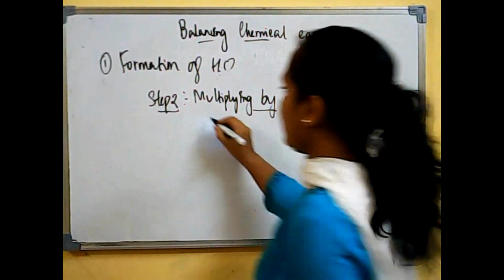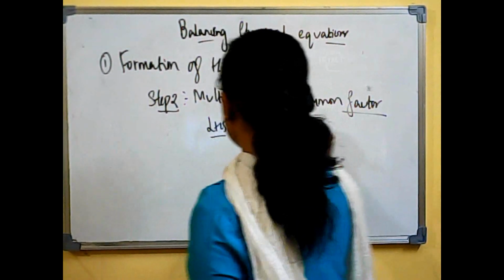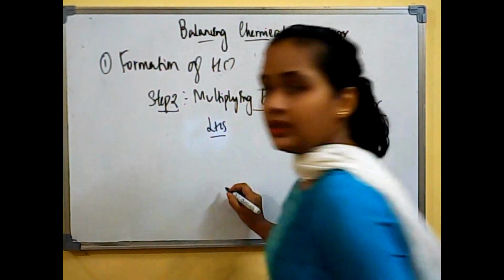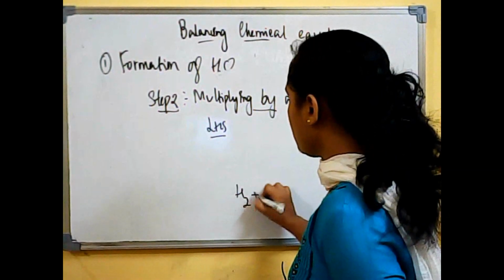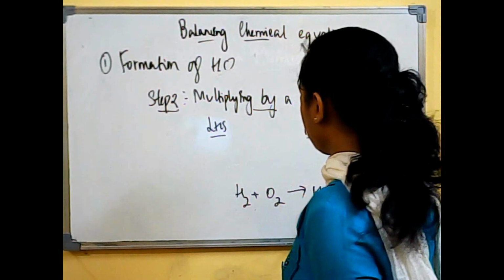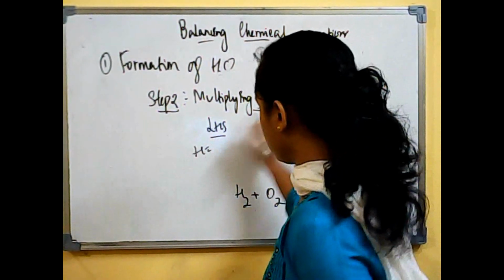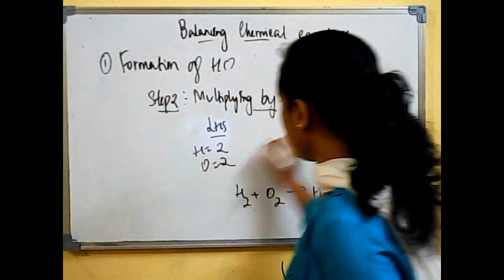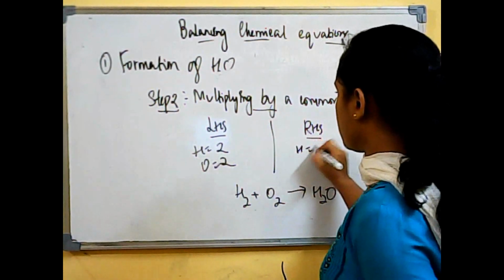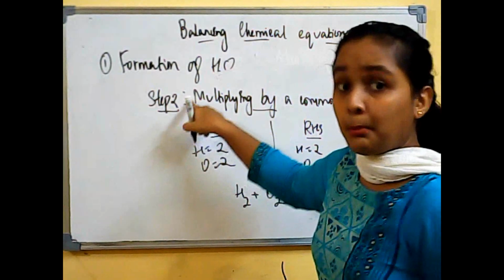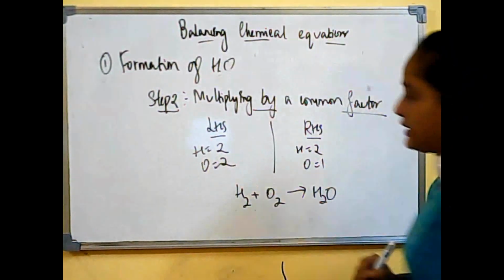Now we saw that on the LHS and RHS, the equation is H2 plus O2 giving me H2O. On the LHS, H is 2, O is 2. On RHS, H is 2, O is 1. Now my step 2 is multiplying by a common factor.